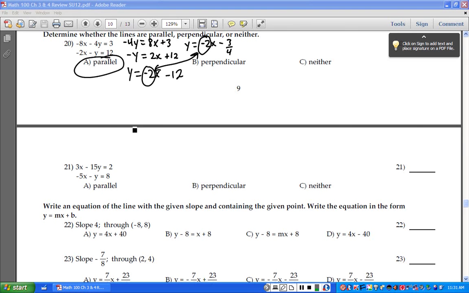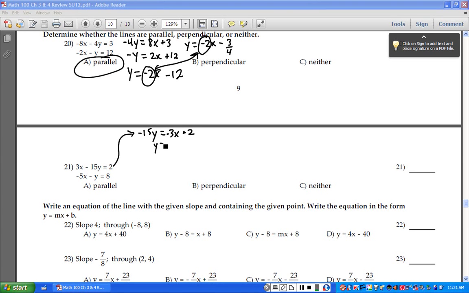Doing the same thing with number 21. Put the first equation into its proper form. So -15y would equal -3x plus 2.